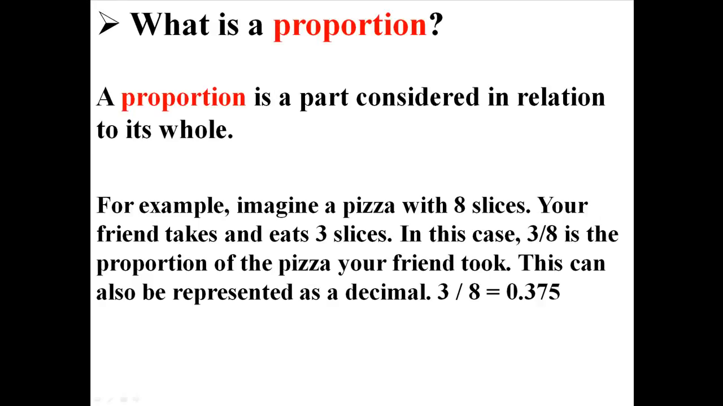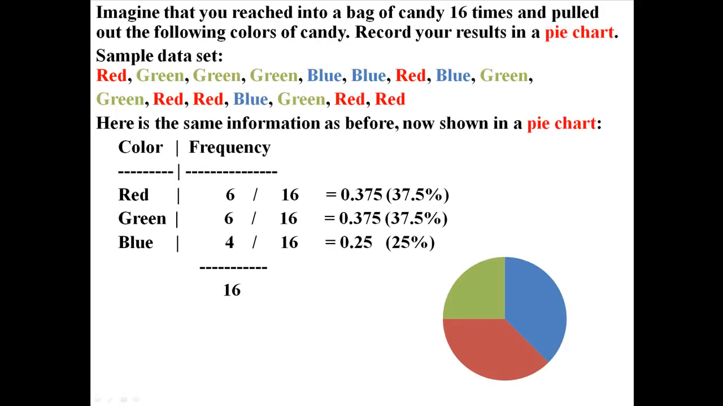Like, for example, imagine a pizza with 8 slices. Your friend takes and eats 3 slices. In this case, 3/8 is the proportion of the pizza your friend took. This can also be represented as a decimal, like 3 divided by 8 equals 0.375. That number is a proportion.